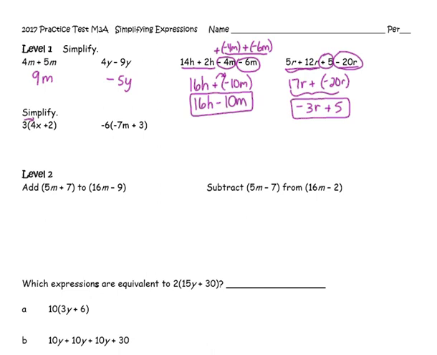Next, use the distributive property to simplify. 3 times 4x is 12x, and 3 times 2 is 6. Those are unlike terms and cannot be combined.